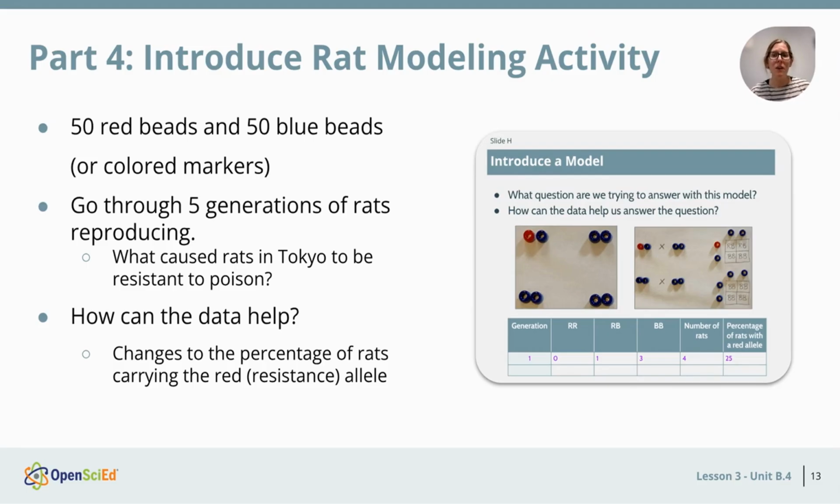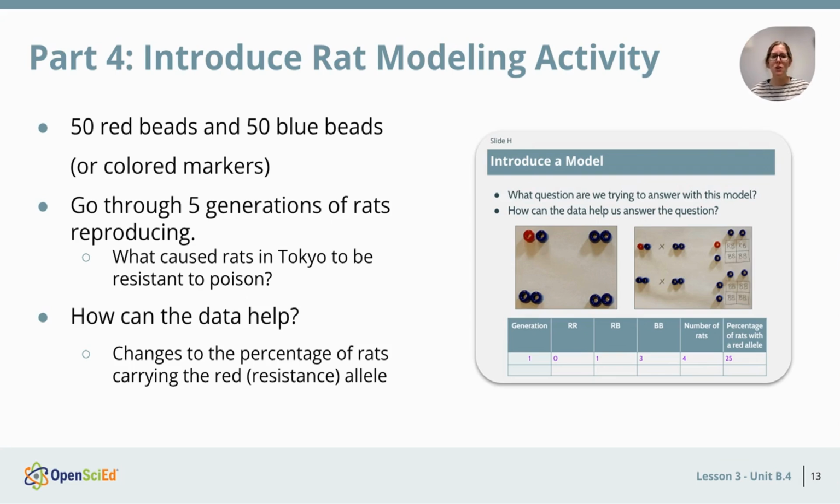In part 4, we're going to introduce the rat modeling activity. This is when we're going to be gathering our beads. We're going to discuss what bead color is going to represent resistant versus non-resistant. Red for non-resistant, red for resistant, and then blue for non-resistant. Colored markers can also be helpful here. I've got a little bit more tips and tricks later on for how to conduct the rat modeling activity.